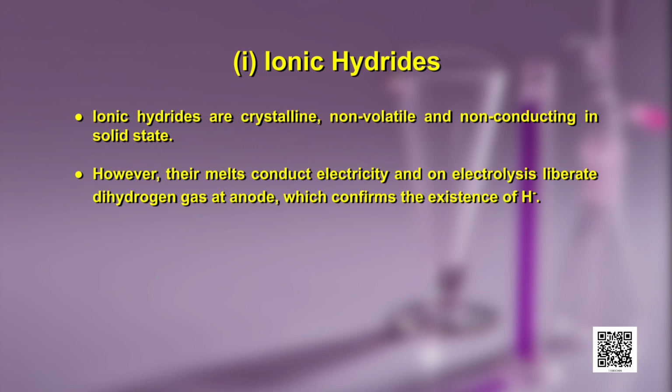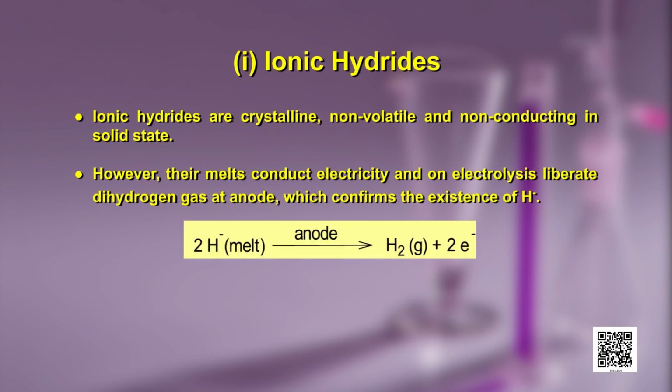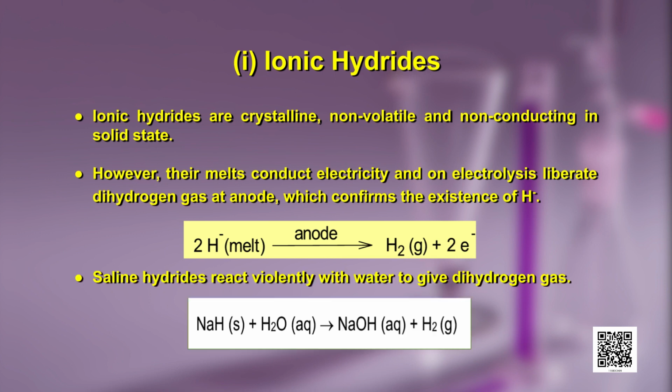However, their melts conduct electricity and on electrolysis liberate dihydrogen gas at the anode, which confirms the existence of H minus ion in the melt, as shown in the equation below. H minus in the melt liberates hydrogen gas and 2 electrons go to the anode. Saline hydrides react violently with water to give dihydrogen gas. Sodium hydride plus water gives sodium hydroxide in aqueous solution plus dihydrogen gas.